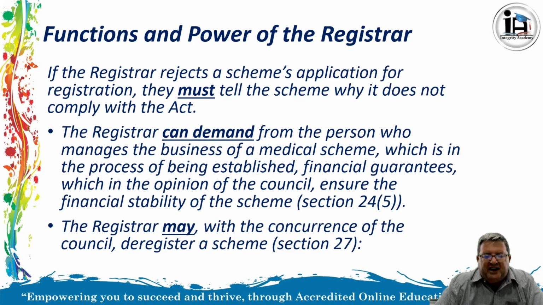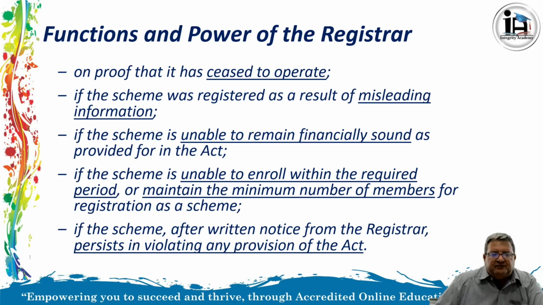The registrar may, with the concurrence of the council, deregister the scheme, that's according to section 27, on proof that it has ceased to operate. So if your medical scheme didn't work out and you close the doors, they can deregister it because it ceased to exist. You close the doors, no more.